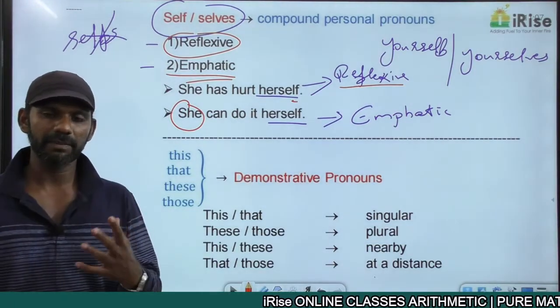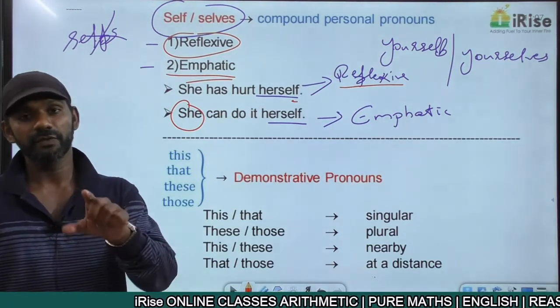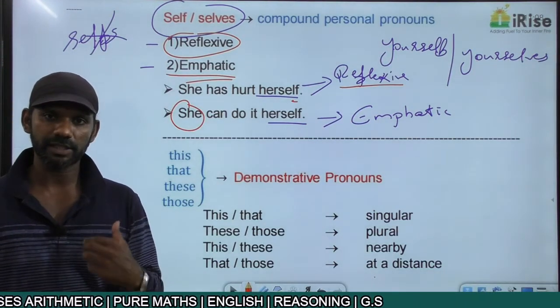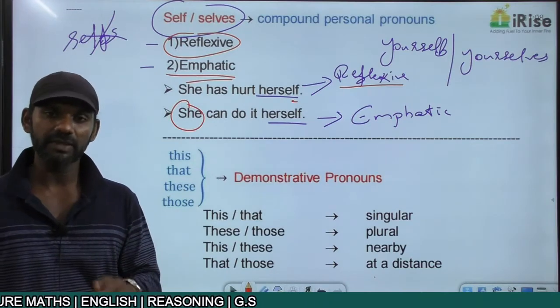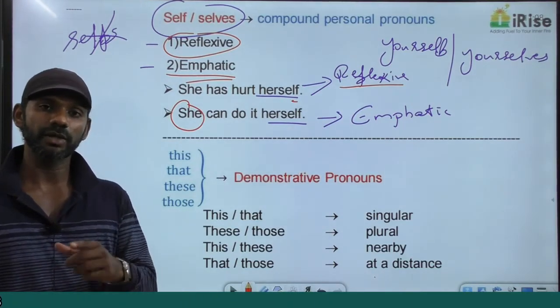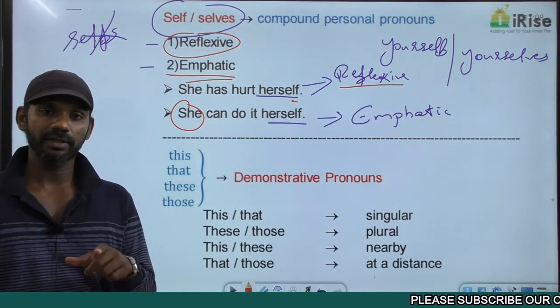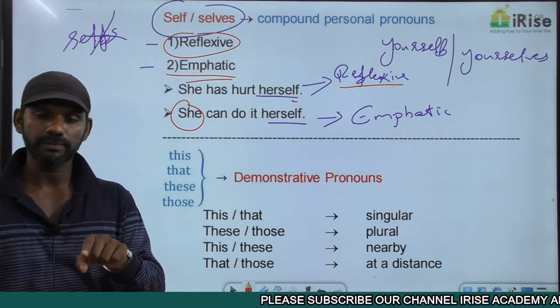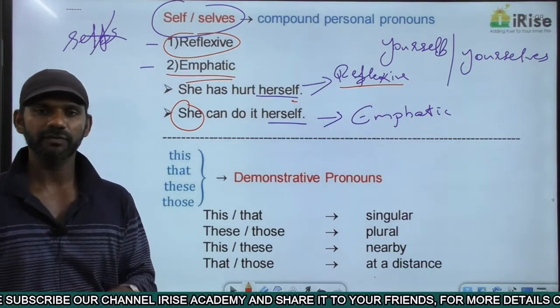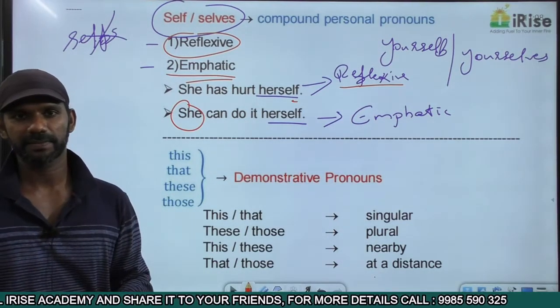If I make up my mind, I can change myself. If you make up your mind, you can change yourself. So I can change you. You can change me. I can change myself. You can change yourselves. I teach you, or I teach yourselves? I cannot teach yourselves. I teach you. You teach me. I teach myself. You teach yourselves.